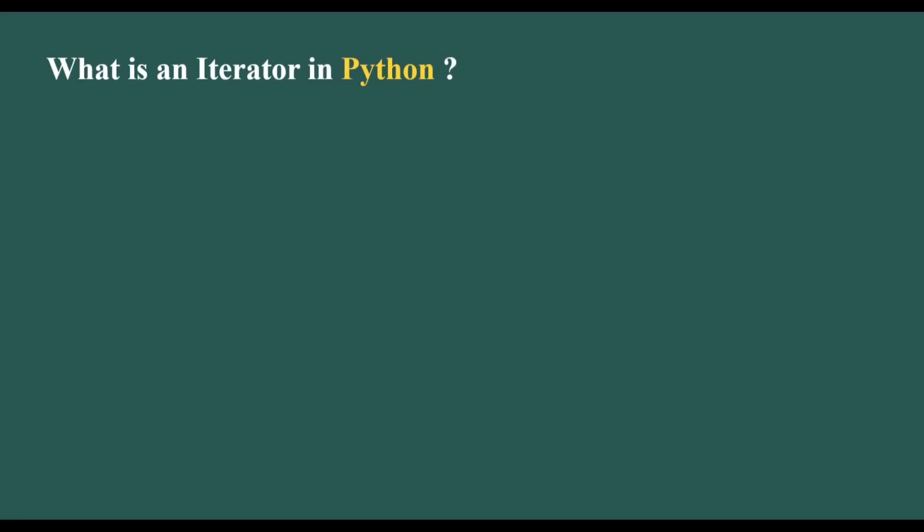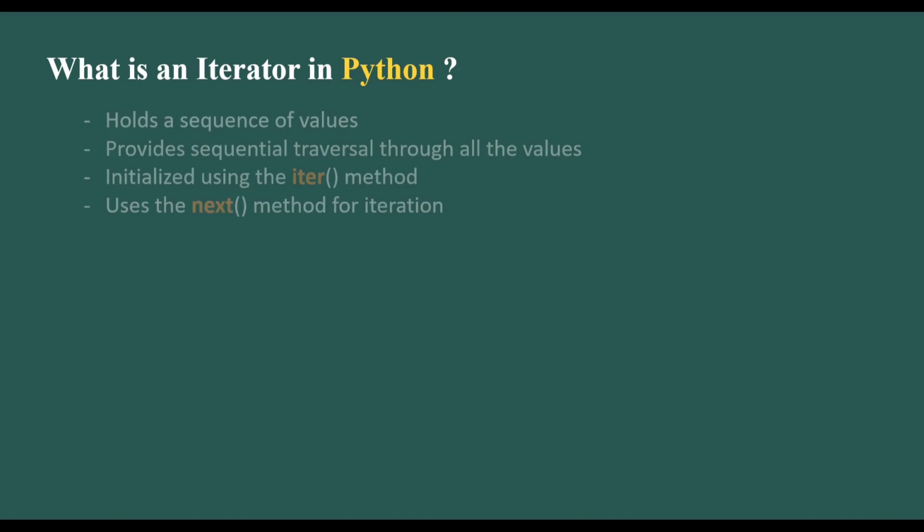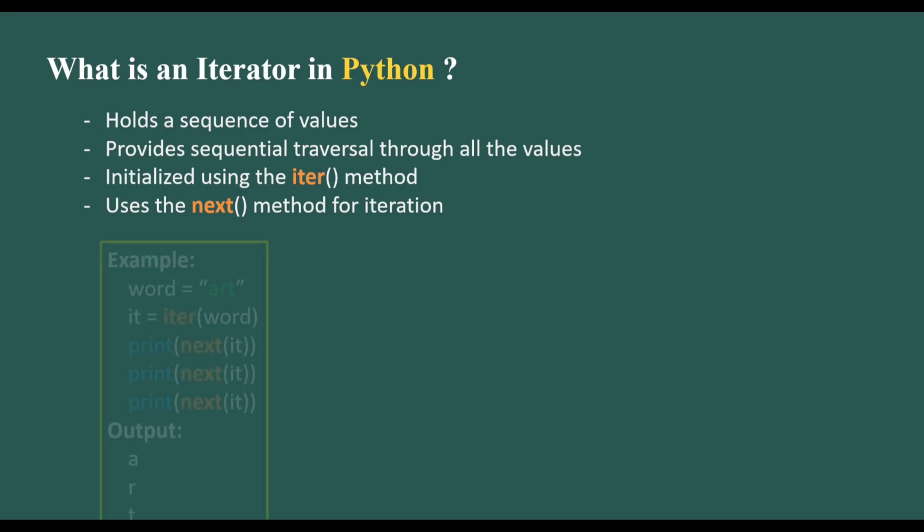What is an iterator in Python? An iterator in Python is an object that holds a sequence of values that can be iterated upon. It means it provides sequential traversal through all the values. The Python iterator object is initialized using the iter method. It uses the next method for iteration.